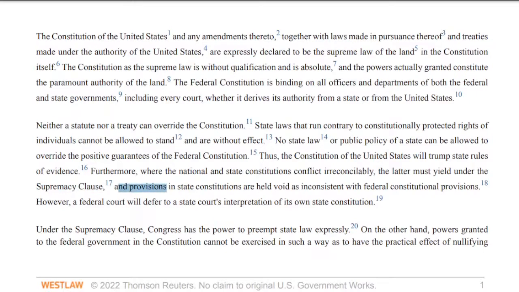And provisions in state constitutions are held void as inconsistent with federal constitutional provisions. So provisions, things that the state constitution provides for, if they're in conflict with the federal constitution, they are held void as inconsistent with the federal constitution. So some important aspects here. We have both state rules of evidence that cannot be overridden in the federal constitution, and the protection of individuals' rights applies.